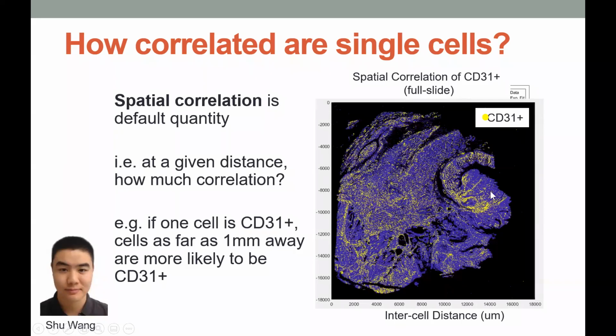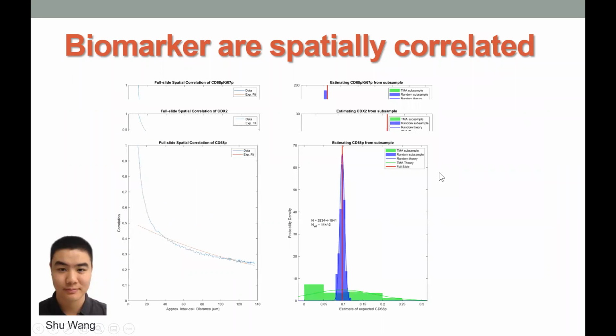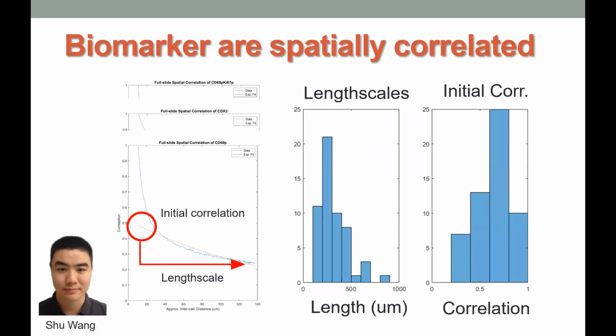And indeed, looking at the plot, this is a full-scale image. You start to see some pattern, and the yellow indicates CD31 positive cells. Now you see this kind of pattern emerge. And this is not only true for one marker, we also tested multiple markers. The easy conclusion is that most biomarkers are spatially correlated, no matter what we test. This spatial correlation drops over distance, but it depends on which marker, and they are different at different distances.